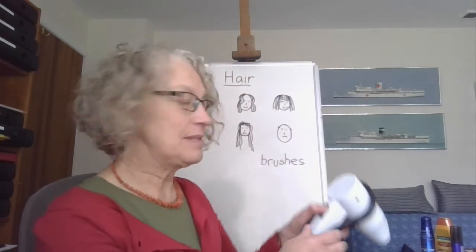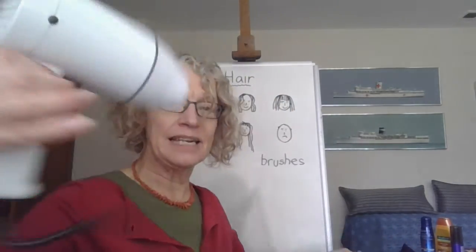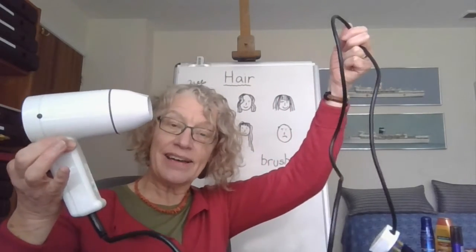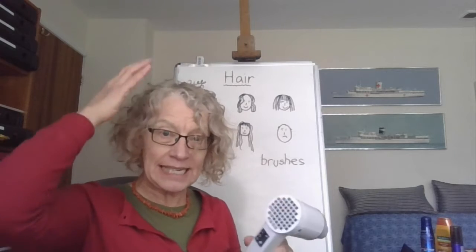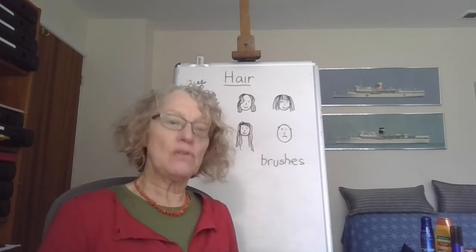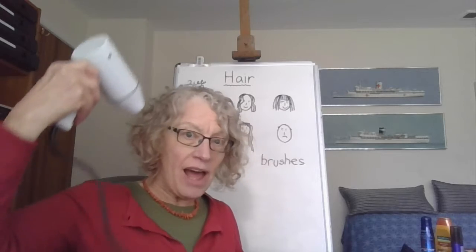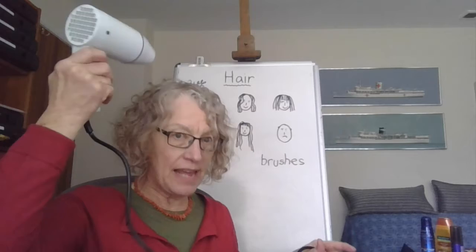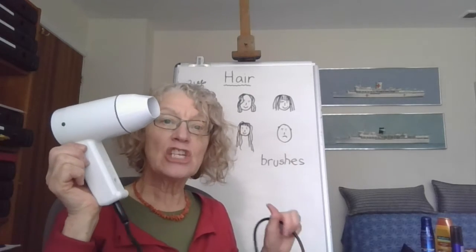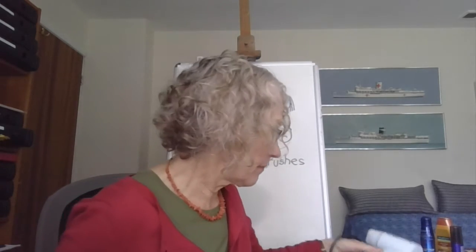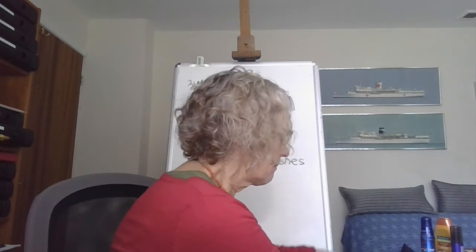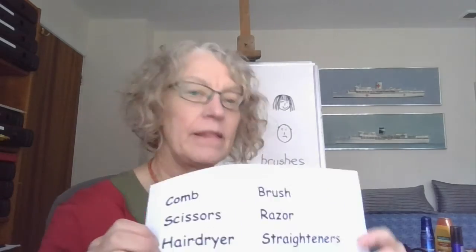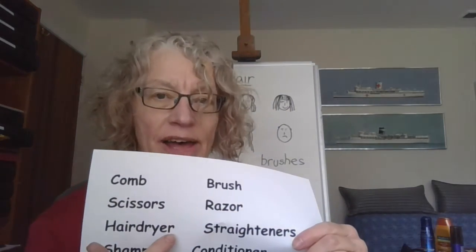And then this is quite a small one, but this here is a hairdryer. So when your hair is wet at the hairdressers or at the barbers, they might dry it with a hairdryer. It blows hot air out of here. This is a hair dryer. There it is, hair dryer.